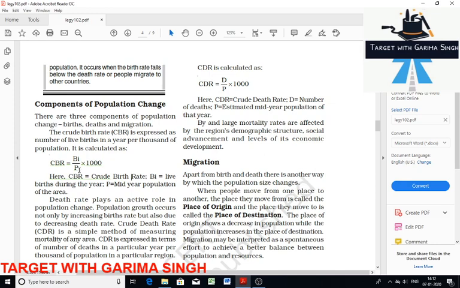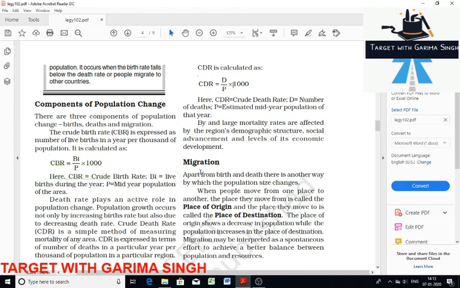Then we will discuss crude death rate. The number of deaths in a year per thousand of population is expressed as crude death rate. It is calculated like this. This is its formula: D is the number of deaths, P is the estimated mid-year population of that year, multiplied by 1000.